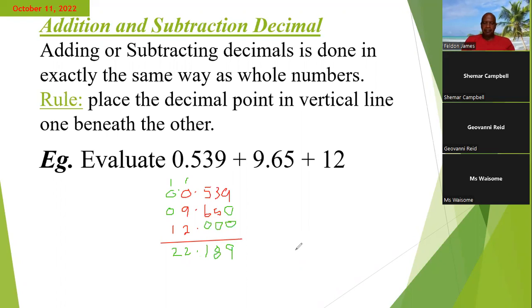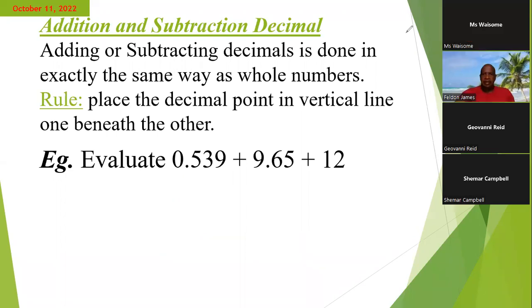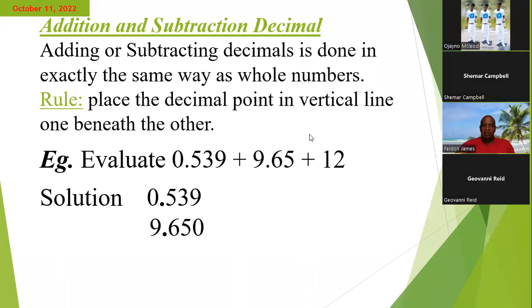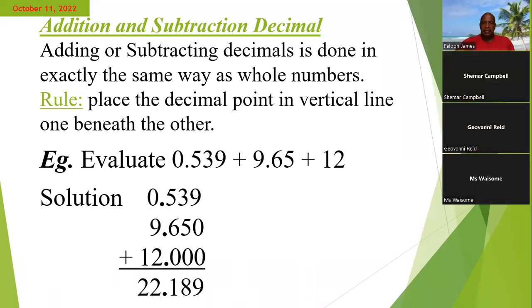So you're still going to line it up and put point on the point. Is that clear, guys? Can I move on now? Raise your hand. All right, so as I was saying, we would just put them in like that, then we add, and you get 22.18. So that is the rule for adding and subtracting.